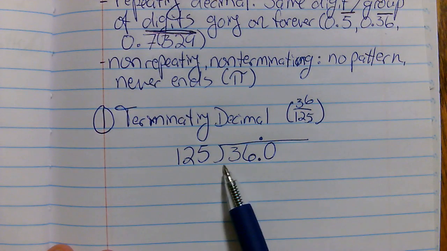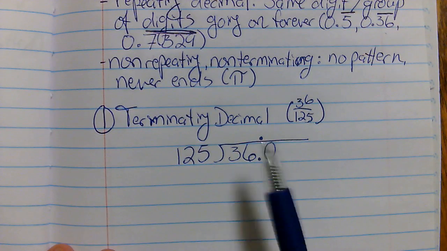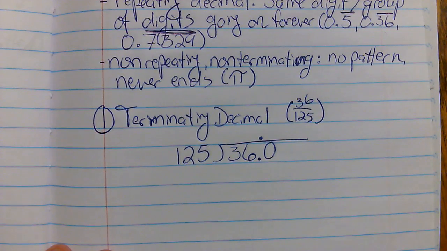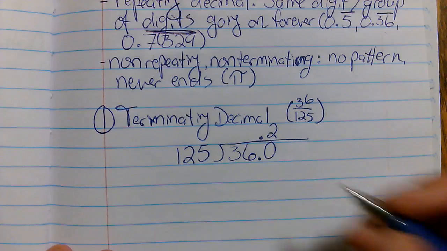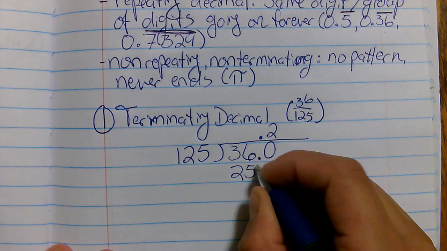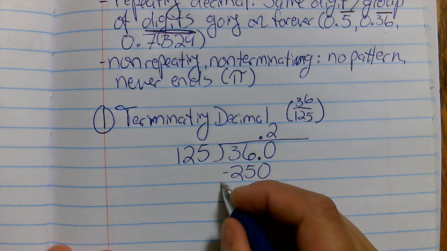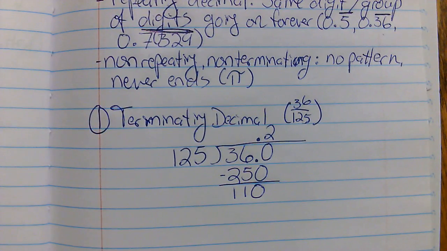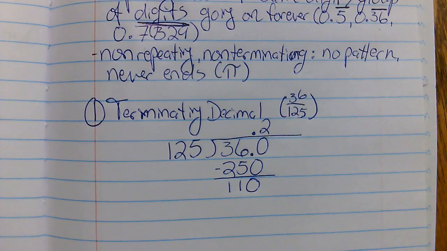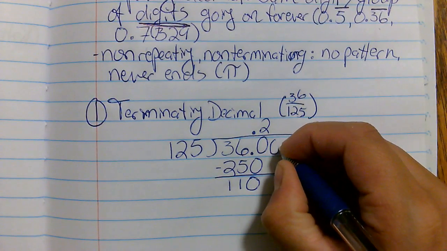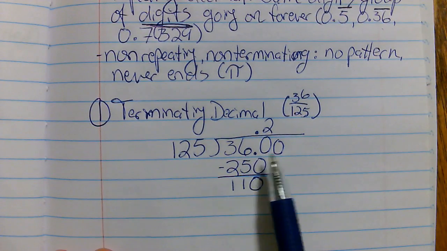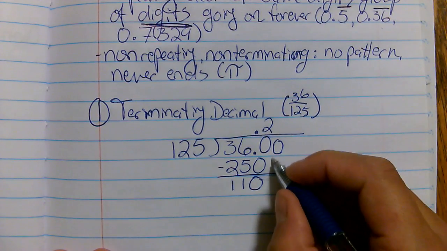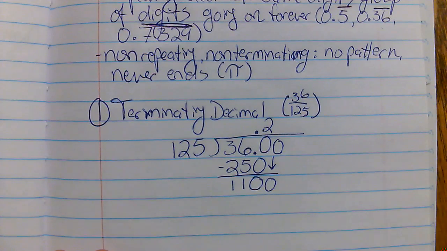And I'm going to treat this as if it were 360, because 125 will fit into 360. It's going to go in 2 times. So that would be 250. I'm going to subtract, and I get 110. 125 is not going to fit into 110, so I'm going to bring down my next number. If you have a whole number, after the decimal point is zeros forever.